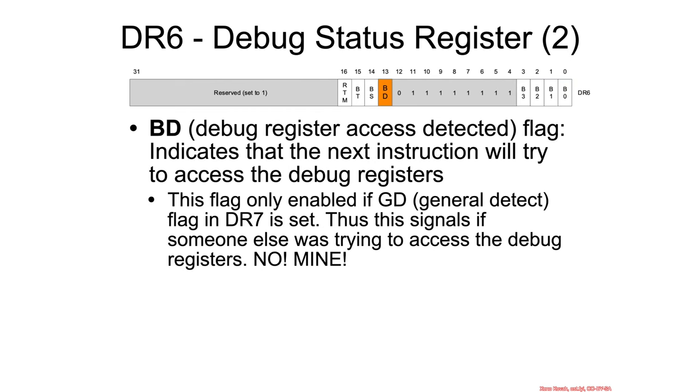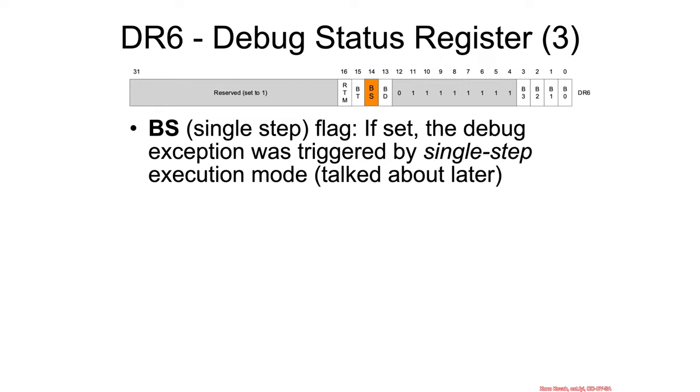There's then also the BD, which is the corresponding status flag for the GD, the general detect. This tells you that, yes, it was actually the general detect breakpoint that just fired. So someone was trying to move to a debug register. So this could be used for the debuggers fighting amongst themselves to try to see who gets to control the debug registers. Then there's the BS flag, which is set when you're single stepping. Now we're going to talk about single stepping in the next video. So this is just to say that if you're single stepping, this flag will be set.